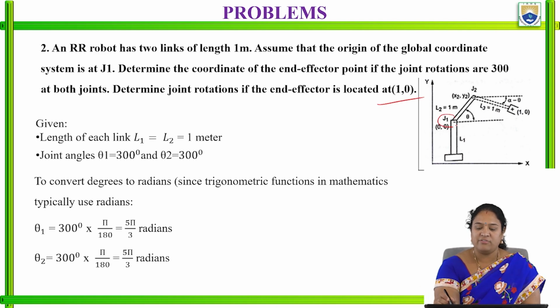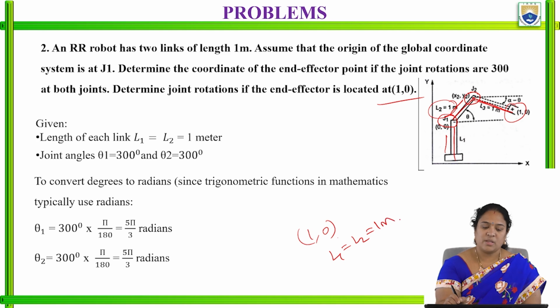Now here we have, this is joint 1, this is joint 2, right? This is link 1, this is link 2, and this is the end effector, and this is link 3 with respect to the end effector, where at the end effector the coordinates are given as 1 and 0, and L1 and L2 are nothing but 1. L1 is 1 meter and L2 is also 1 meter, where the angles theta 1 and theta 2 are equal to 300 degrees.